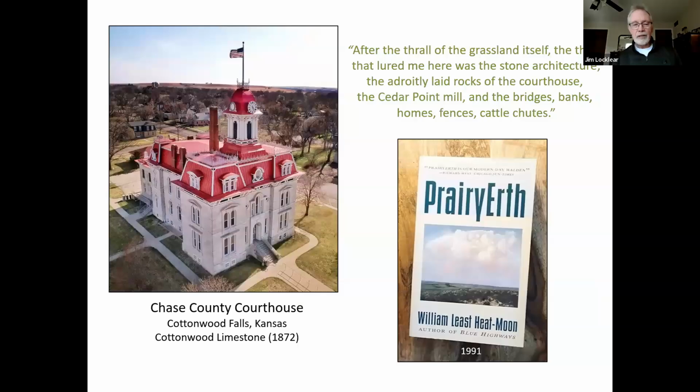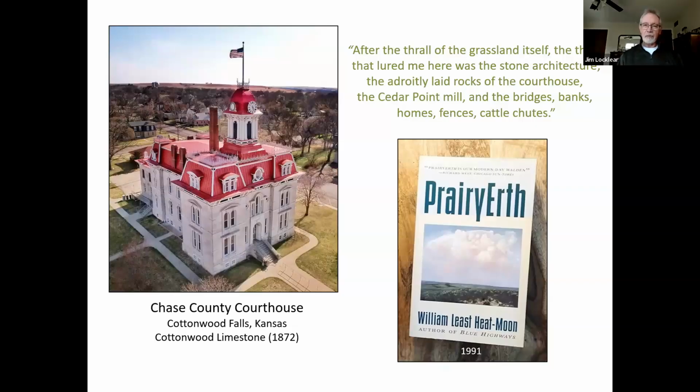Well, while we're talking about the connection between rocks and beauty and human culture, we're going to spend a little bit of time looking at architecture, particularly in the Flint Hills and Smoky Hills of Kansas. William Least Heat-Moon wrote this very important book, PrairyErth, that was published in 1991. And he purposely went to the Flint Hills to write about a landscape that he thought nobody really knew about or cared about. And he was, of course, drawn by the vast expanses of prairie that was available to him.